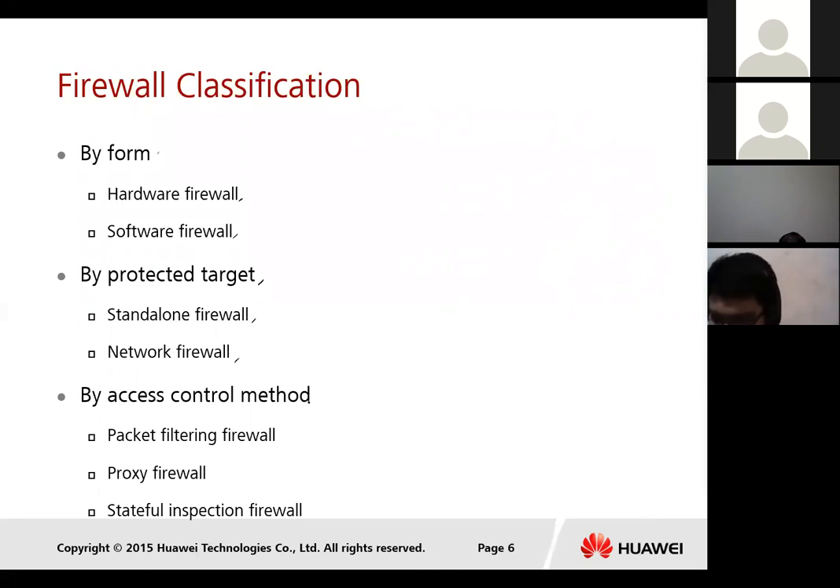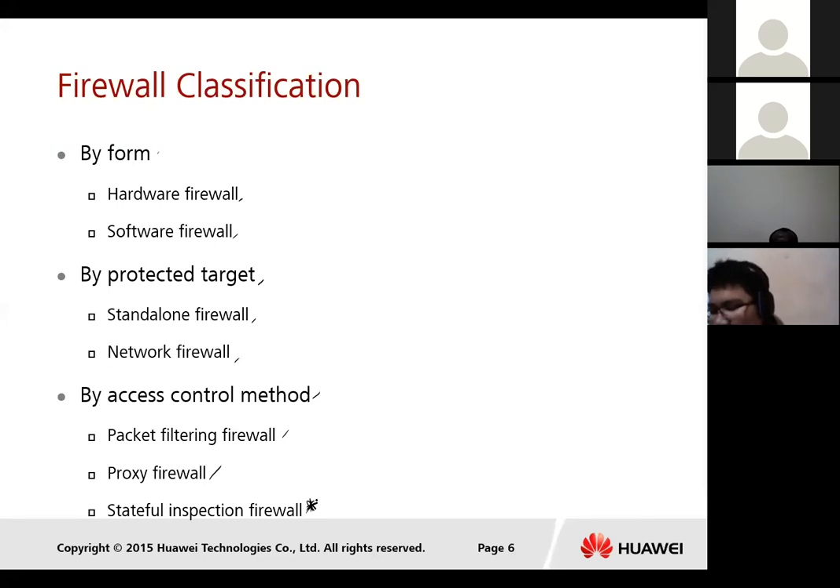And by access control method, there are 3 different methods. They can be a packet filtering firewall, a proxy firewall, and a stateful inspection firewall. But most of the time, which one are we using? We are mainly using stateful firewalls. This means a stateful firewall provides more security compared to packet filtering and proxy firewalls. We are going to go through the 3 different classifications one by one.